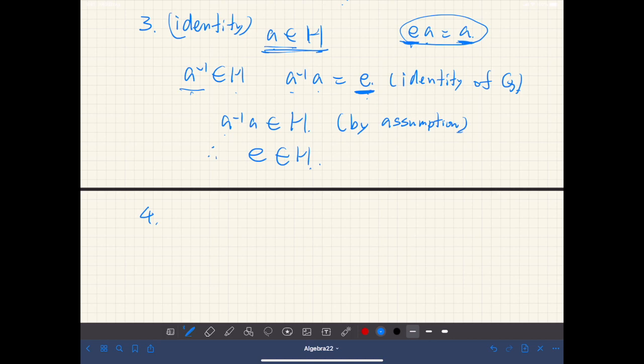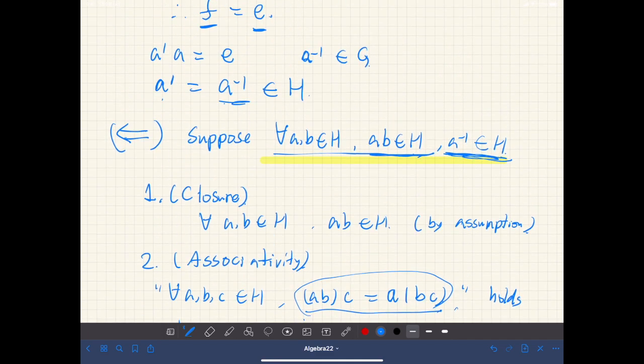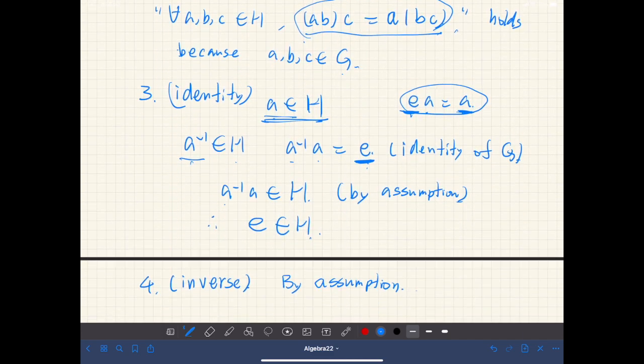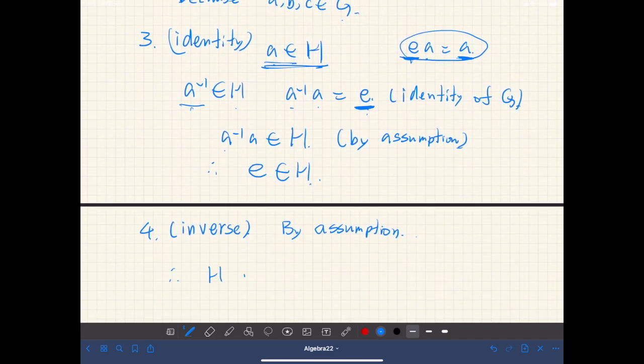So that's fine. And the last is the existence of an inverse for every element. That's guaranteed by assumption, so we just skip it. Here, the assumption is that for every element there is an inverse element. So that's guaranteed. Therefore, H is a group. And H is also a non-empty subset of G, so H is a subgroup. And the proof is done.